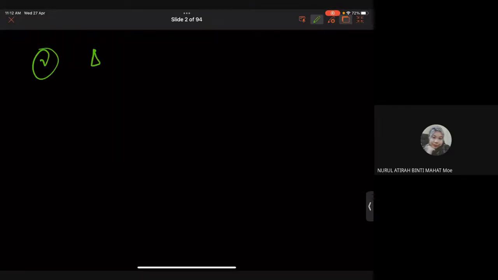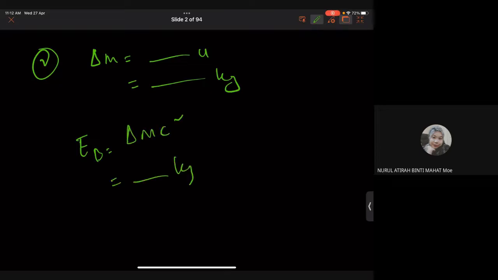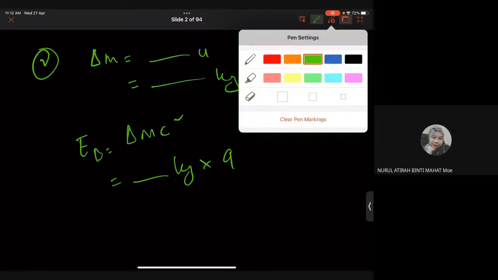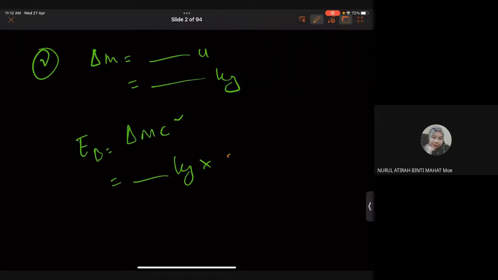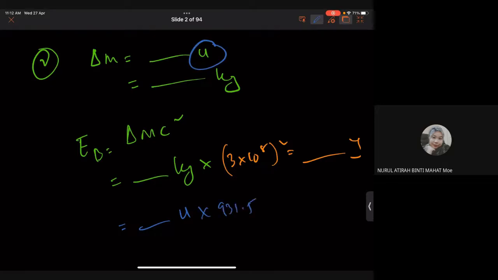Okay, so ada satu lagi yang nombor 2, you belajar pasal delta M ni ada 2. Unit U atau unit kg. So kalau energy binding you nak formula energy binding delta MC squared. So kalau you guna kg, you kena darab dengan 3 darab 10 kuasa 8 squared. So you akan dapat unit joule. Kalau you guna U, atomic mass U, you kena darab 931.5 MeV C squared. So darab C squared lah. So jawapan you akan dalam MeV.